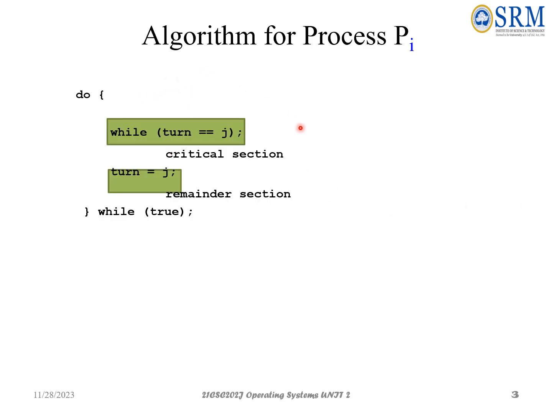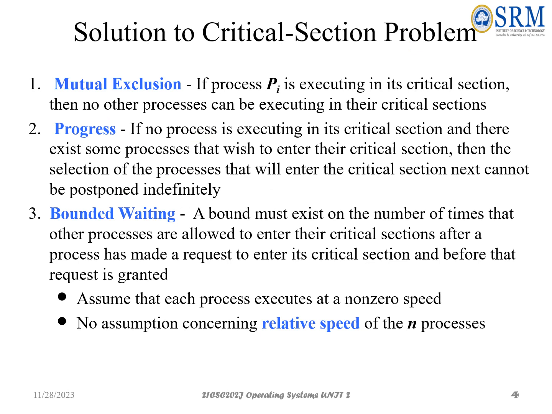Here is a simple representation of the algorithm. While turn equals j, and then it is a critical section, and then turn equals j, and then move to the remainder section and while of true. If this is not true, then the process enters into a critical section. If this is true, then it moves to the remainder section.